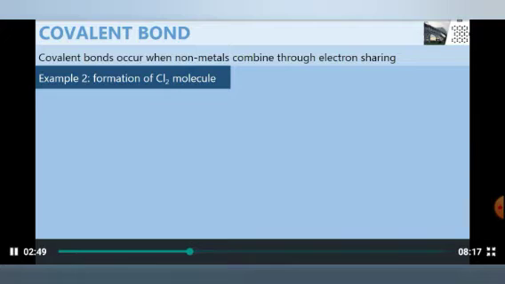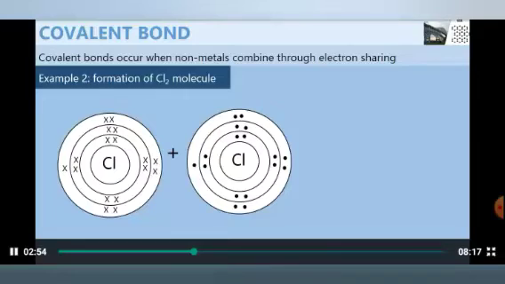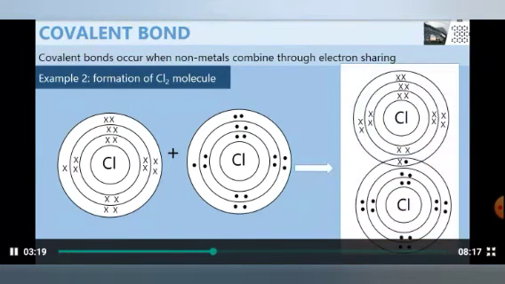The next example is the formation of chlorine molecule. Now, each chlorine atom has 7 electrons in the outermost energy level. It requires only 1 electron to obtain stable configuration. But in this case, instead of gaining 1 electron, the two atoms decide to share the electrons. And when they share the electrons, they each obtain a configuration that is stable, as follows.